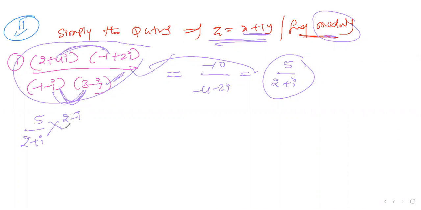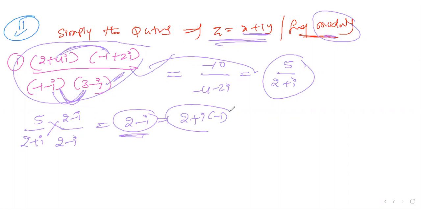To make it like this, what you have to do? You need to rationalize the numerator and denominator. After you rationalize, you simplify. I got the answer 2 minus i. Now this question looks like x plus iy format. What are the values here? 2 plus i into minus 1. Clear, right? Any doubts?